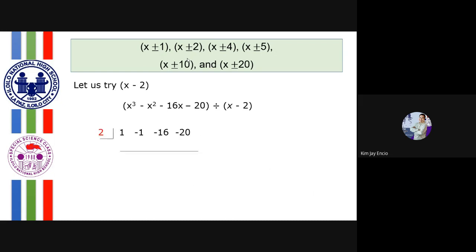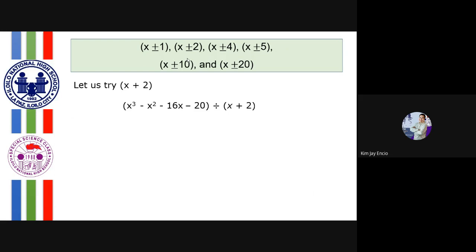So we have here performing synthetic division. Bring down 1, then multiplying, we have 2 there. Adding, we have negative 1 plus 2, that's 1. Multiplying, 2 times 1, we have 2. Adding them, we have negative 14. Multiplying that, that's negative 28. Adding them gives negative 48. So is x minus 2 a factor? And the answer is of course, it's not, because the remainder is not 0. So x minus 2 is an attempt that did not work. Let me try something else. Let me try x plus 2.